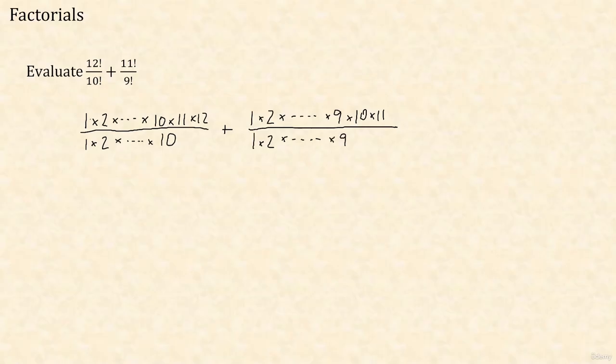So this one here, everything cancels apart from the 11 and the 12, so I just get 11 times 12 here. And then for this one, everything cancels apart from the 10 and the 11. So we have 11 times 12, which is 132, and 10 times 11, which is 110. Add these together and we get 242. So that's an introduction to the factorial notation, which is, as I said, an essential tool for probability questions and permutations and combinations.